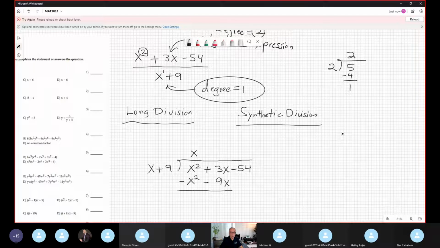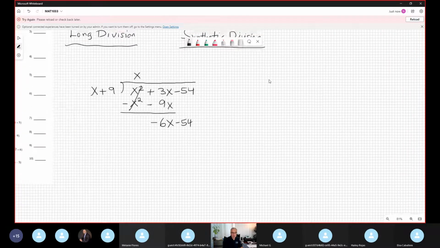Now, to subtract, you change the sign. You put minus, or not necessarily minus, the opposite sign. And this cancel always happens. But this no, 6x. And bring down 54. Do I finish? No. Why no?